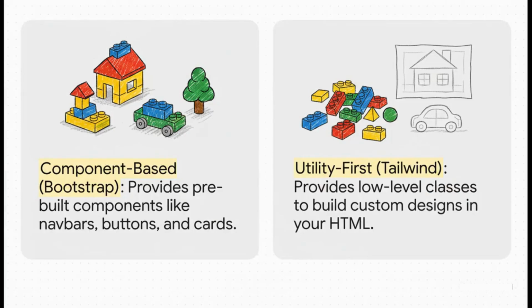And then you've got frameworks, which are basically toolkits of pre-written CSS. There are two main flavors. On one side, you have component-based frameworks like Bootstrap. They give you ready-to-go components, buttons, navbars, cards that are already styled. It's super fast for prototyping. On the other side, you have utility-first frameworks like Tailwind. They give you tiny, single-purpose classes like add a little padding or center this text. It gives you total control to build completely custom designs without ever leaving your HTML.